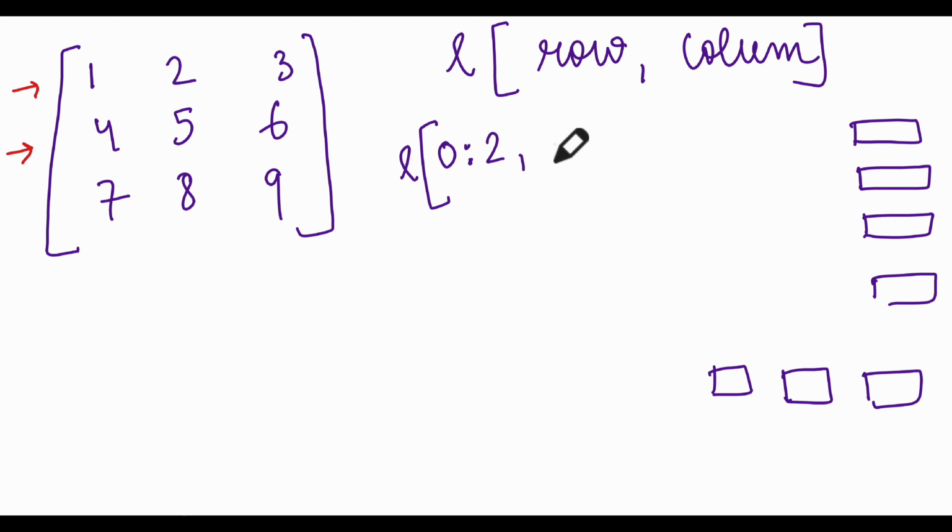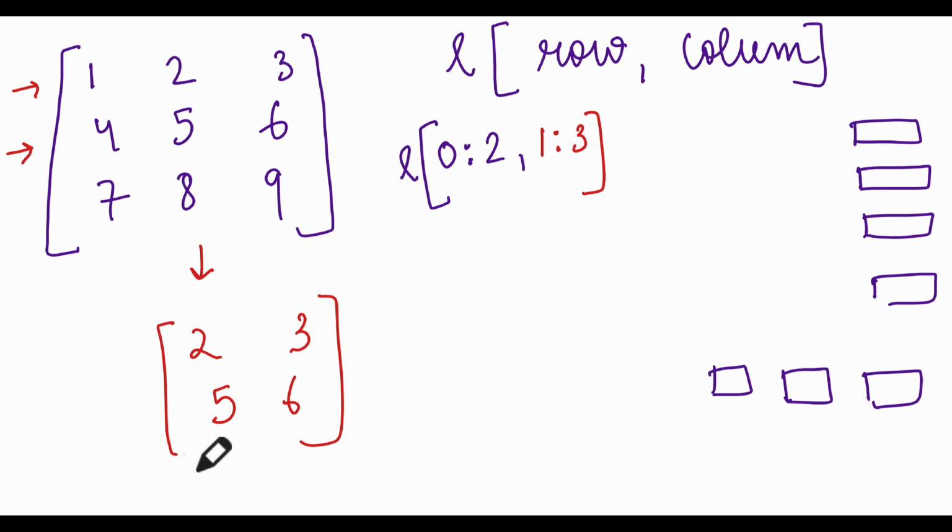Now I want to filter on columns. Let's say I want column 2 and column 3. So what I will do is 1 to 3. Okay, so let's see what this slicing will eventually result in: 2, 3, 5, 6. This is how it works. The first part does the row slicing, the second part does the column slicing.